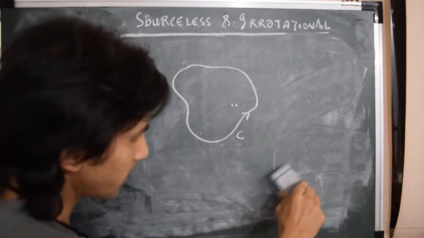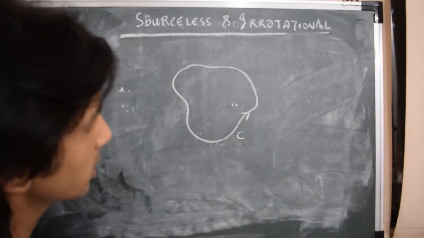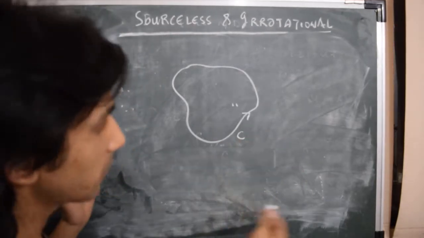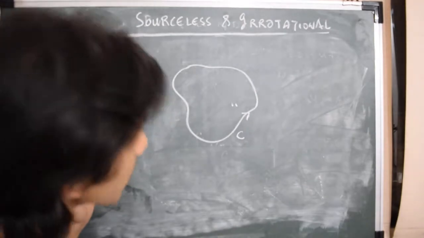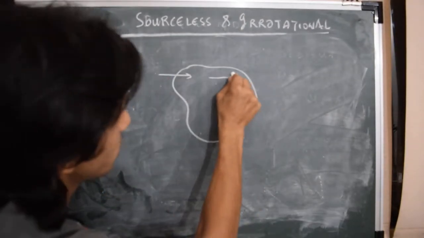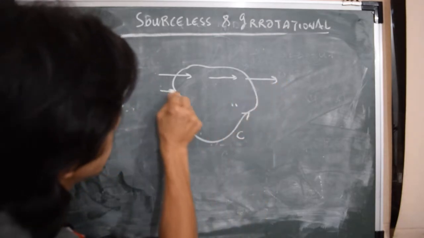So let's just spend a little bit of time discussing these closed loops or regions of space where we've drawn a closed loop. And again, if you now think of some simple vector field, for instance, let's just consider a uniform field which is going like this.